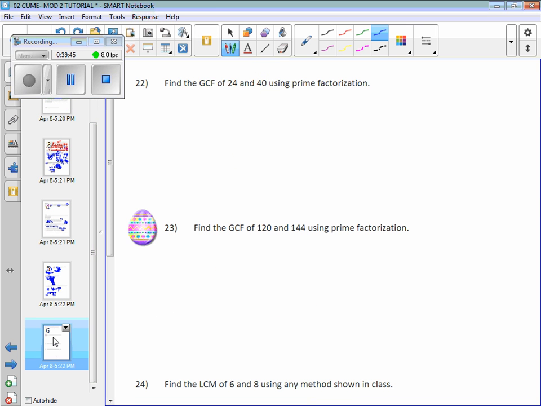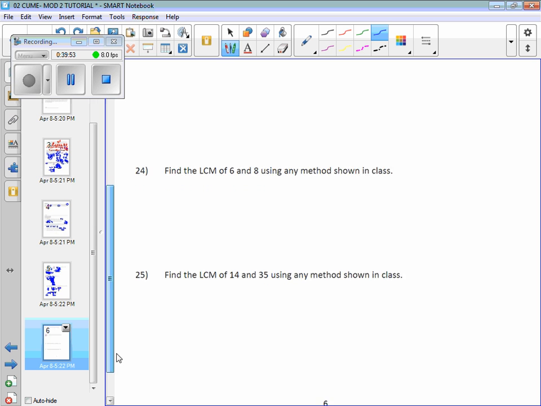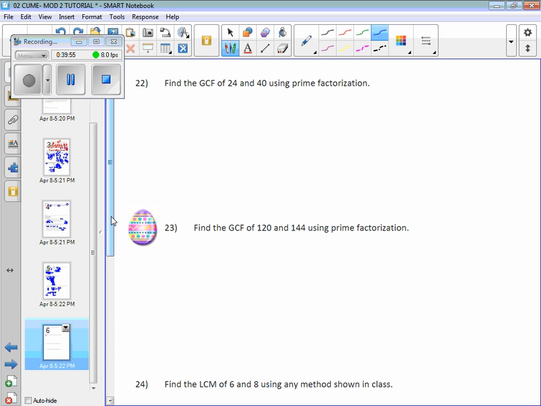All right, we're almost done. We're in the home stretch. Let's do a GCF together. Then you've got an Easter egg, and then we'll do an LCM together, a couple LCMs, and we'll be good to go. All right, 22. Yours is the GCF of 18 and 90. Mine's 24 and 40 using prime factorization.